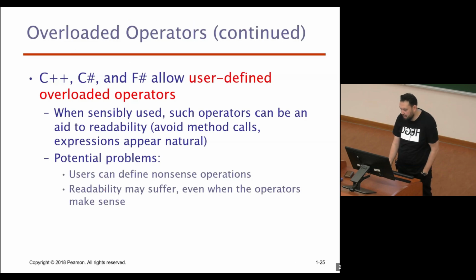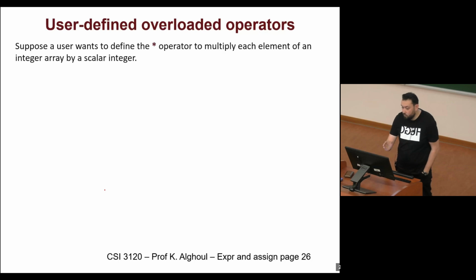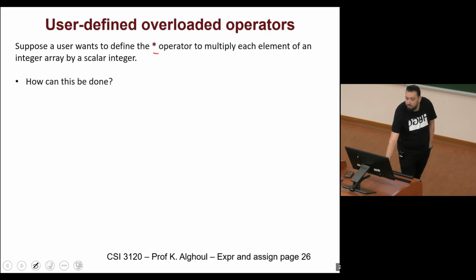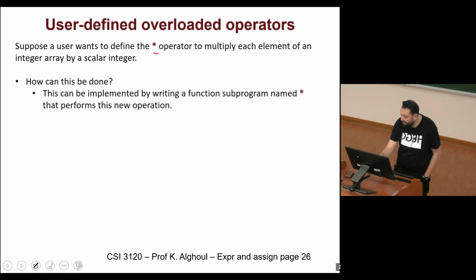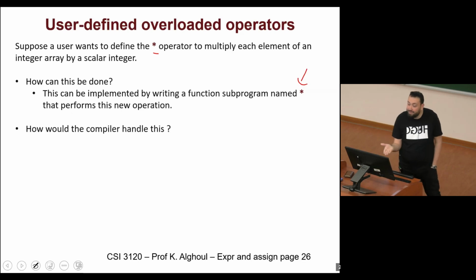Maybe. I didn't check it, but from the slide of the book, it says C++, C#, and F#. So most probably you can also in Python. We said, for example, you want to use this to multiply one int with an array. So let's take a look at it. How can this be done? We're going to just implement it by writing a function subprogram named this symbol, right? So the same symbol. But now, how would the compiler handle this?